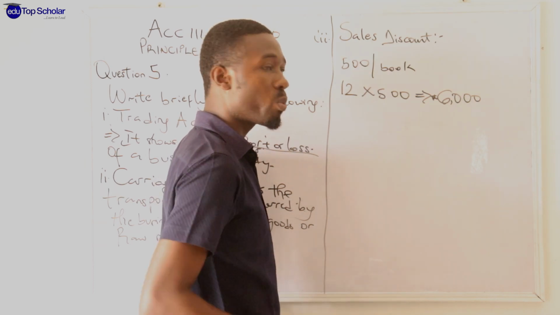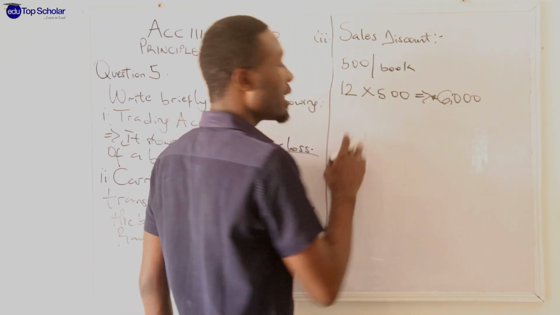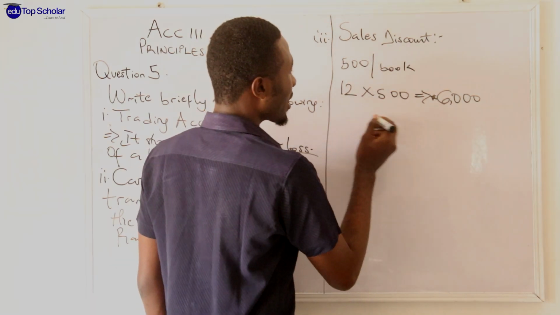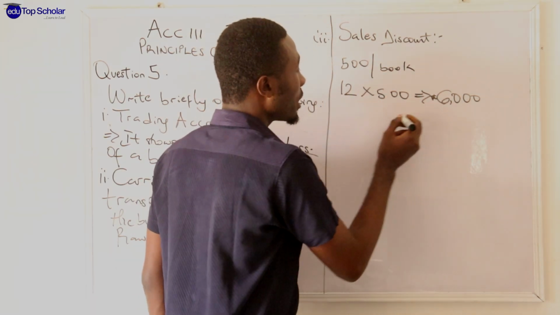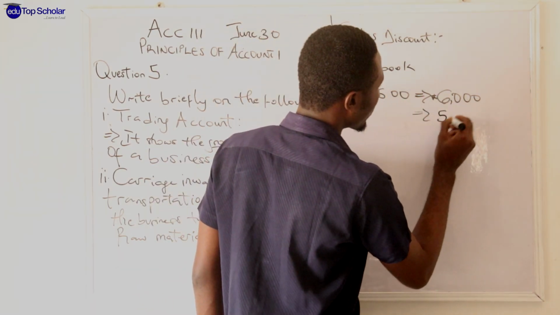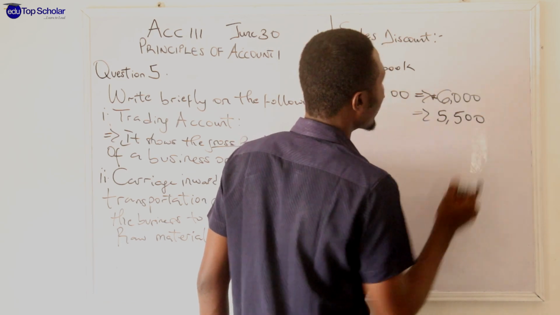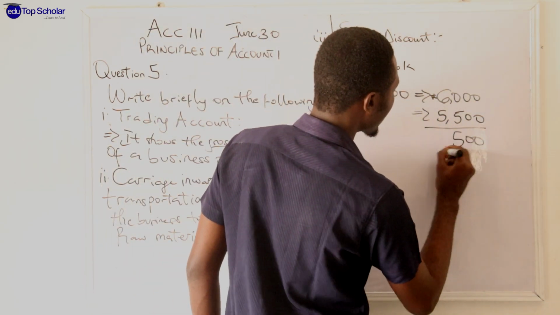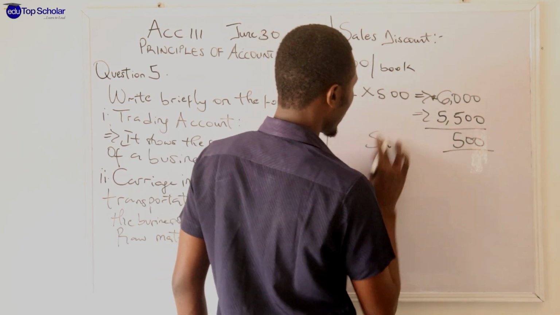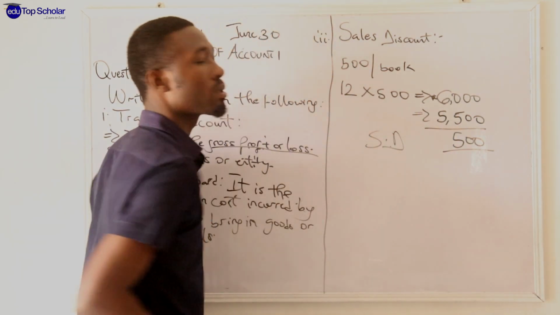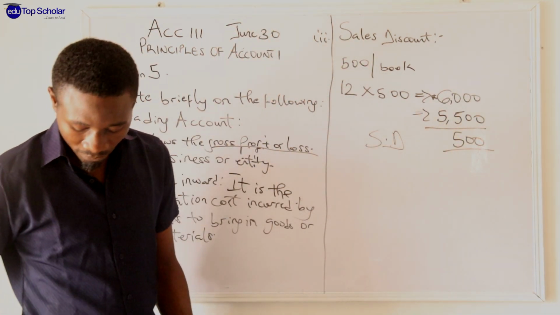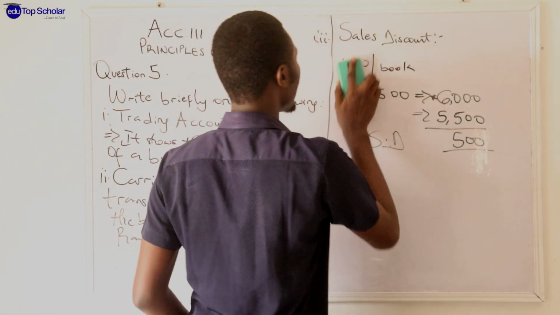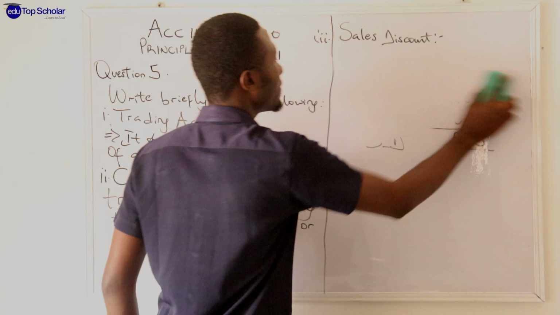But because the person is buying 12, we can reduce the price. Number one, to induce bulk purchase because he is buying in bulk, and number two, because he is making instant payment. So we can say, okay, if you are going to buy 12, you can pay 5,500 naira. The difference of 500 naira is what is referred to as sales discount. It helps the cash flow of the company and it improves sales when you give sales discount.